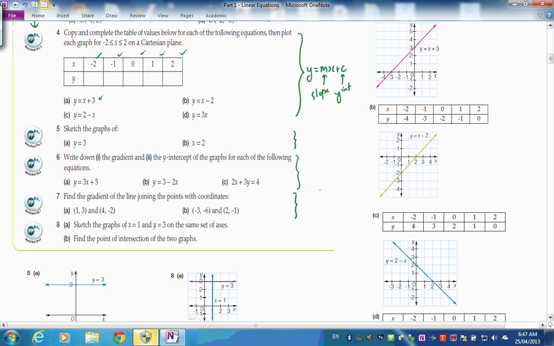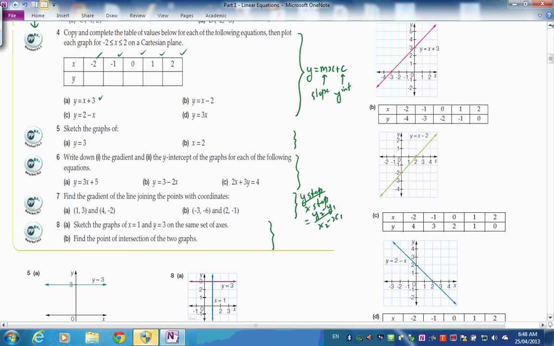Gradient of the line or slope is y step on x step. Do you remember that one? Which is y2 take y1 over x2 take x1. And then drawing these two and finding where they intersect.